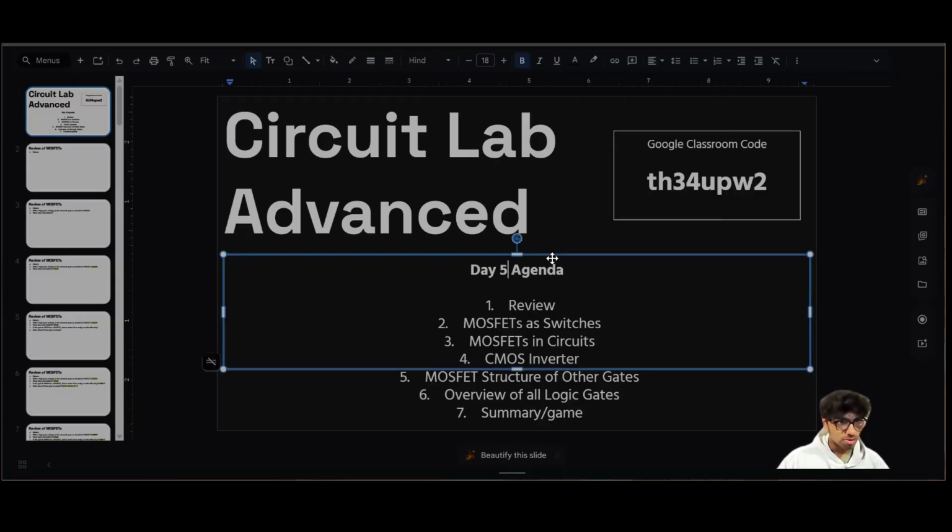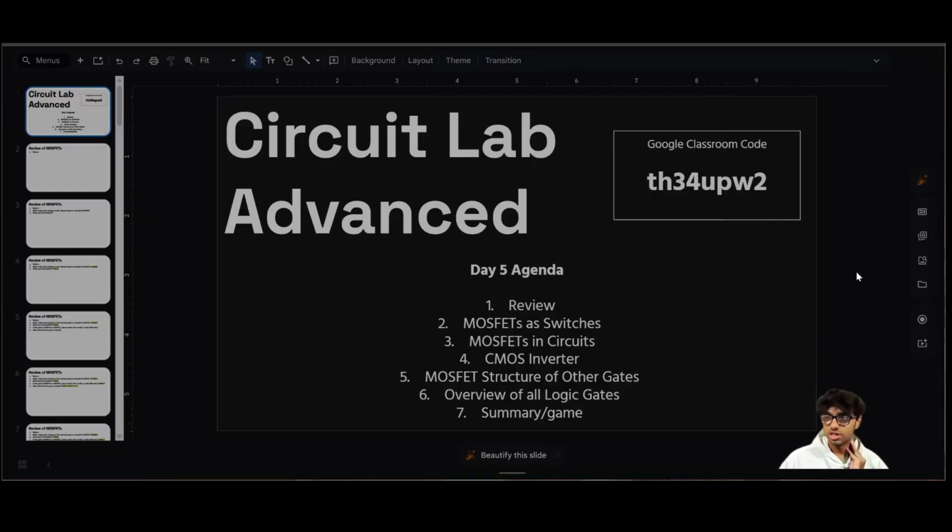In this lesson, we will cover the CMOS inverter. We're going to use what we learned about MOSFETs in the last lesson to think about how we get logic gates and the NOT gate in particular. To start off, let's review the MOSFET from last time.